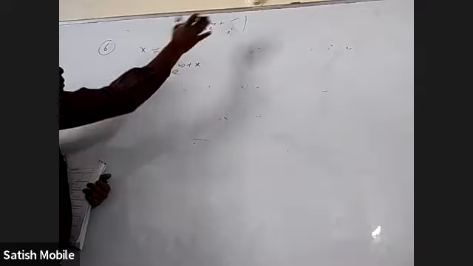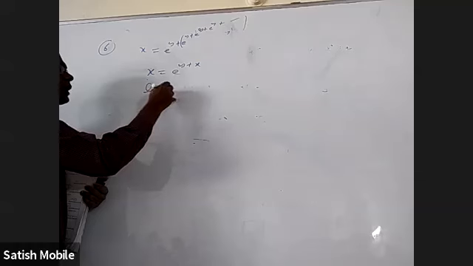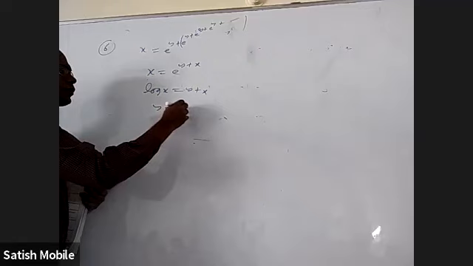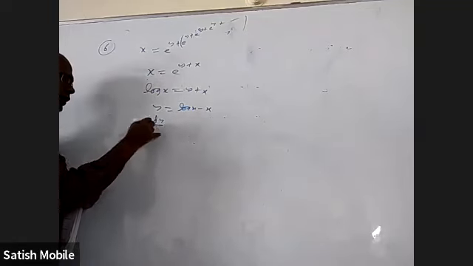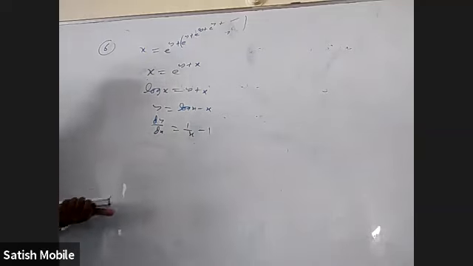Because x is equal to e power y forever, if you neglect one of them, it is x only. When you apply log, you will get log x is equal to y plus x. So y is equal to log x minus x. That's it. Now simply differentiate. dy by dx equal to derivative of log x, 1 by x, and derivative of x is 1. So 1 minus x by x.